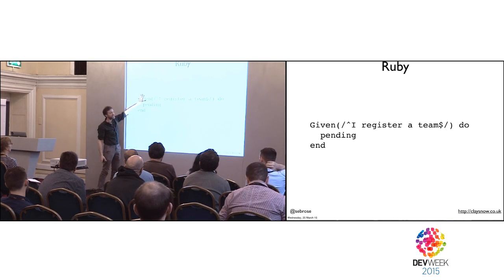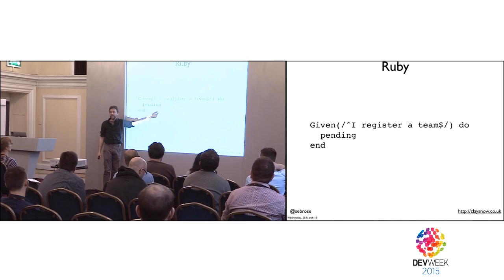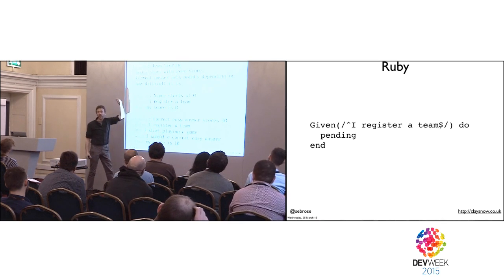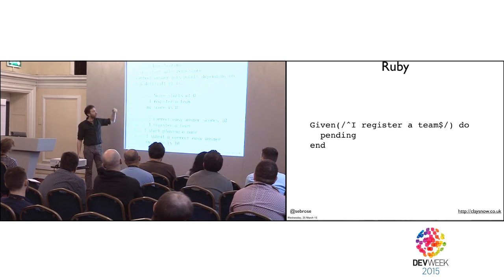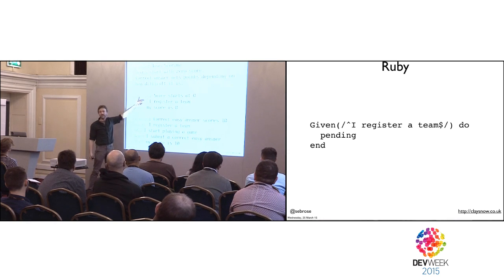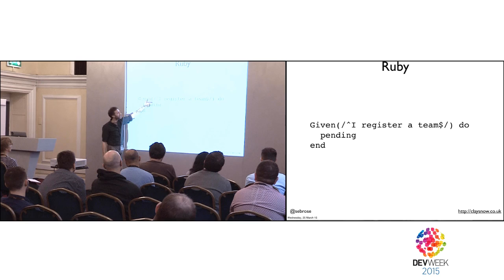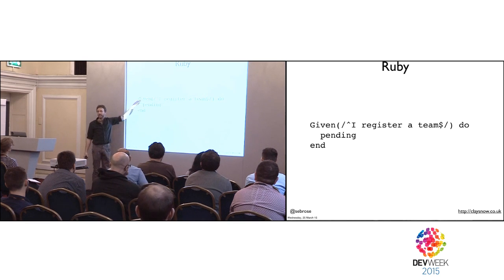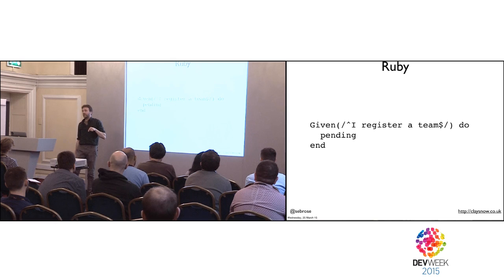So what it's saying is, I'm going to pick up a piece of text. It picks up this piece of text. It goes into its library of regular expressions, and it says, which regular expression matches this piece of text? And when it finds one that matches, it goes, right, I'm going to execute this method. And actually, that's pretty much all Cucumber does.